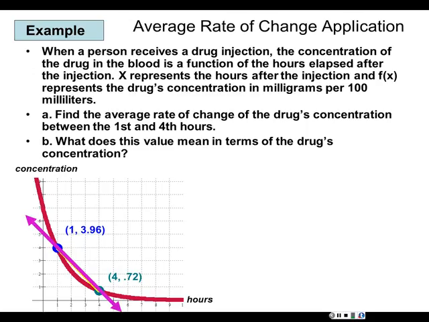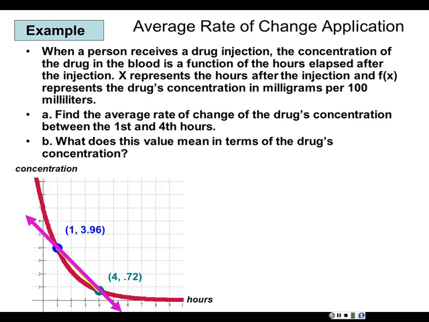When a person receives a drug injection, the concentration of the drug in the blood is a function of the hours elapsed after the injection. Let's say this graph is basically telling you how much drug you have in your blood after how many hours.